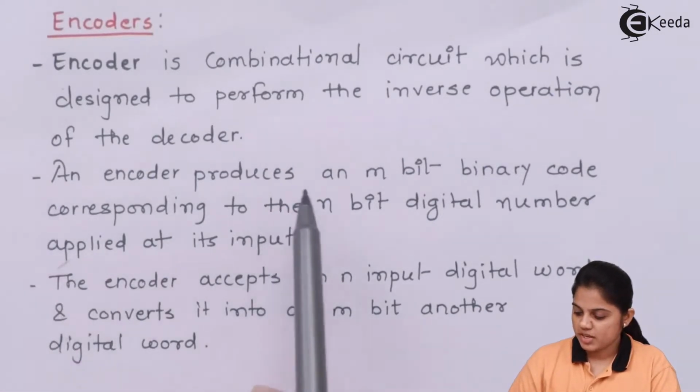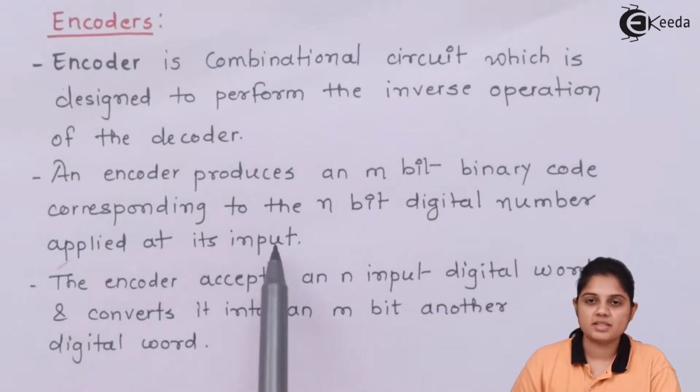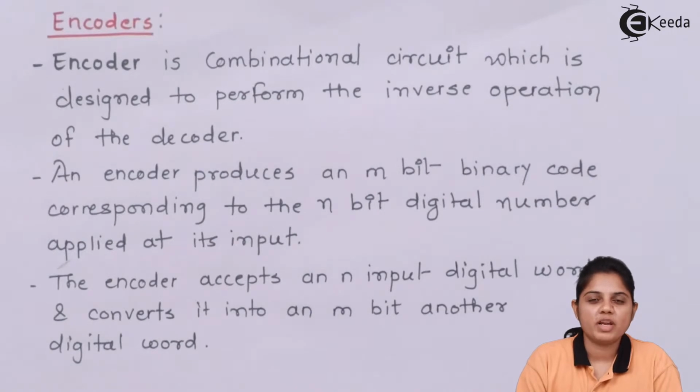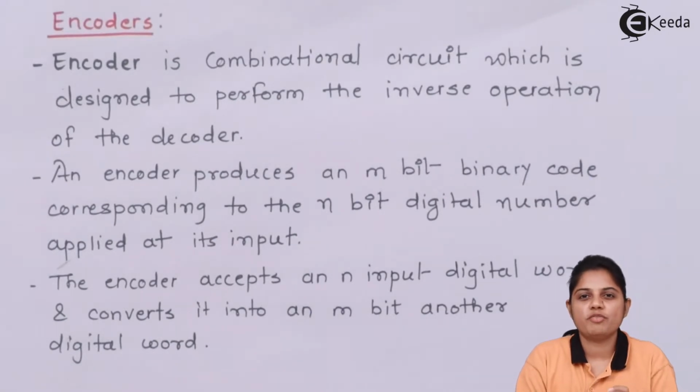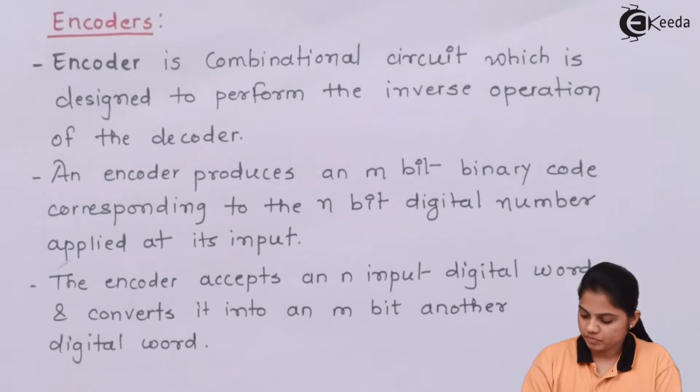An encoder produces an m-bit binary code corresponding to the n-bit digital number applied at its input. It depends on the type of encoder we are using how many bits of input are available and how many bits of output will be produced. We have different types of encoders, and we will see those types, but here, if there are n bits of input, there can be m bits of output, and n and m can be any number. The encoder accepts an n-bit input digital word and converts it into another m-bit digital word.